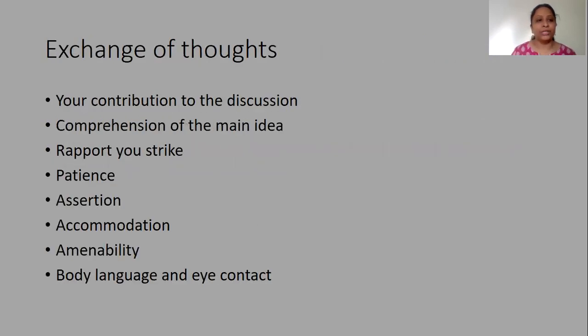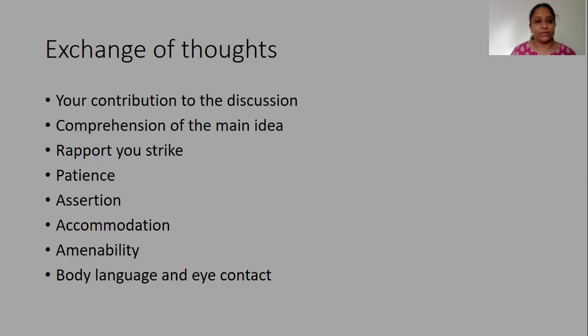Then you also need to have an idea about your thoughts, and the exchange of thoughts also should go on smoothly and confidently. You need to contribute to the discussion. If there are 4 or 5 members in a group discussion, each and every one should contribute. They should get their turn or chance at least twice or thrice in a group discussion. And comprehension of the main idea is very important, because it will not deviate you from the topic.